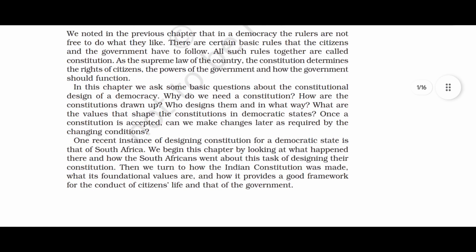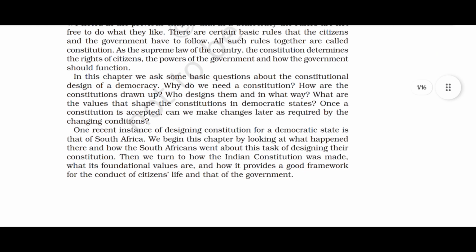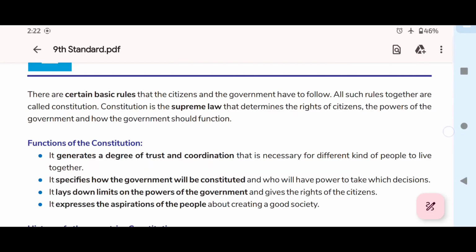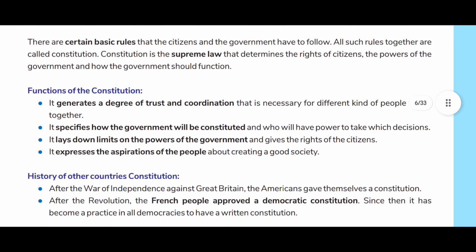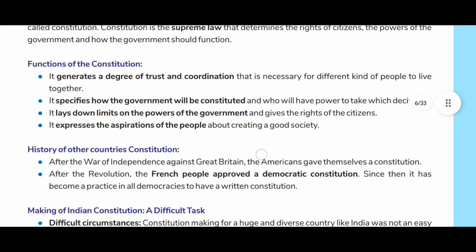In the previous chapter, we read that in democracy the rulers are not free to do what they like. There are certain basic rules that the citizens and the government have to follow. All such rules together are called Constitution. Constitution is the supreme law that determines the rights of citizens, the powers of the government, and how the government should function.